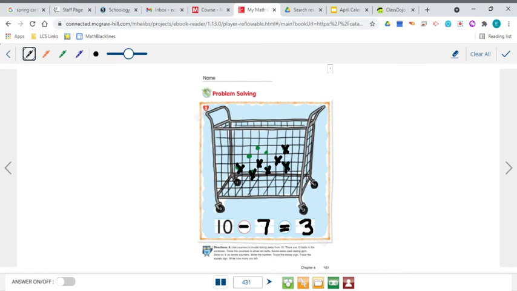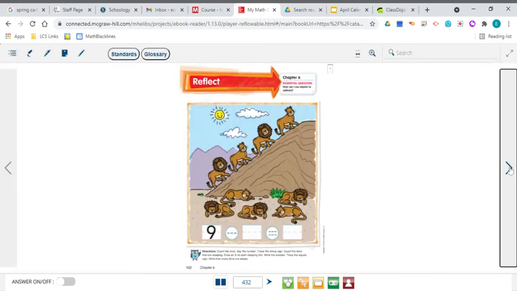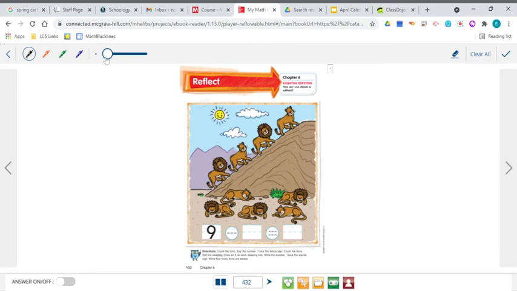Let's do another little story problem here. Turn the page to 432. We've seen a picture that looks kind of like this before. So the story says that we have to count the lions. So we've got 1, 2, 3, 4, 5, 6, 7, 8, 9. And that's the number that they have written down right there.